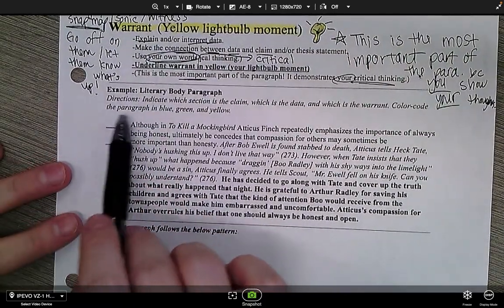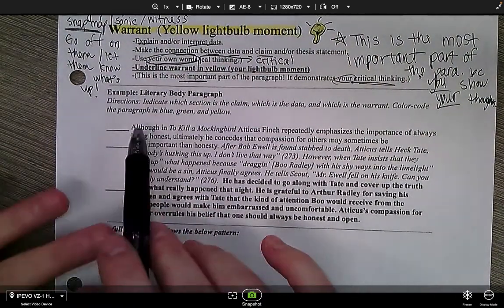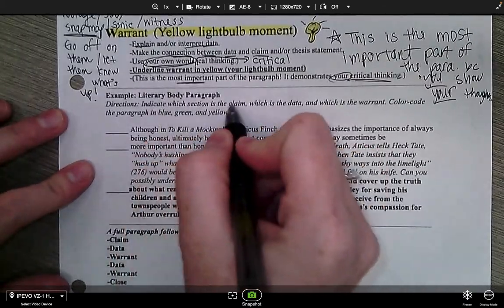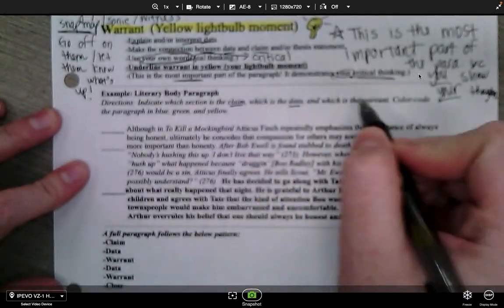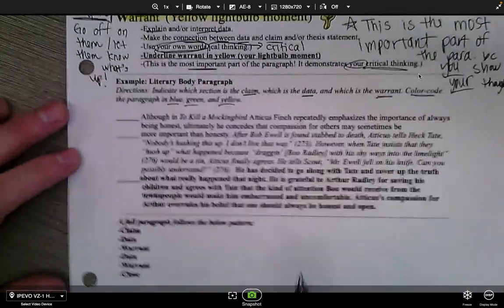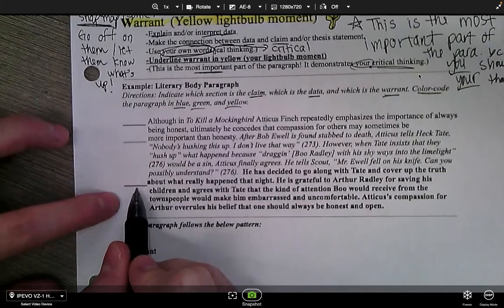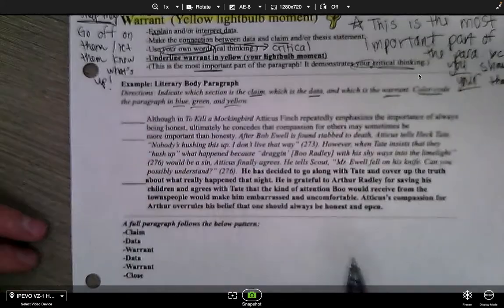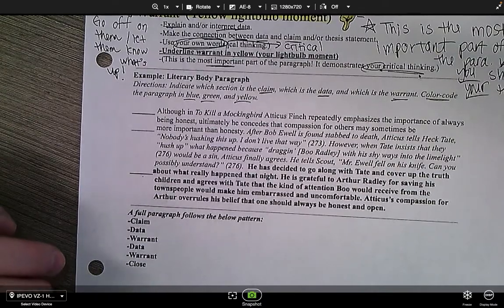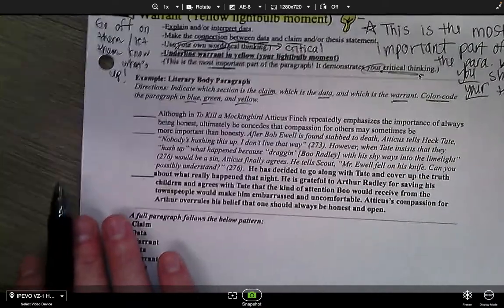All right, so now let's give you a little practice situation. You have a literary body paragraph. Indicate which section is the claim, the data, and the warrant. Color code in blue, green, yellow. If I were you, label them first, like put claim, data, warrant, and then color code. So the good thing is we usually type these, so if you accidentally put the wrong color when you type it, you can just fix it.